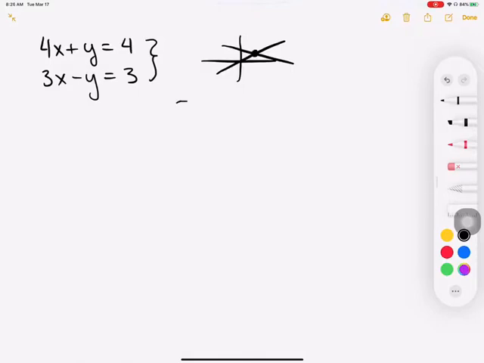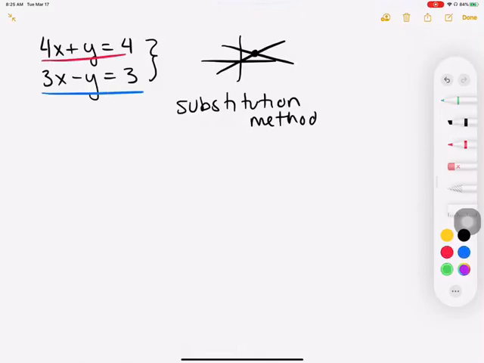So we're going to use the substitution method, and this method works when one of those two equations has a variable that's by itself, a variable that does not have any coefficient, any big number associated with it. So we can see that on each of those two equations, we have one variable that's by itself, which happens to be the y. So this is why we're going to use substitution method to try to solve this system, because one of those variables is by itself, and this is where substitution works the best.